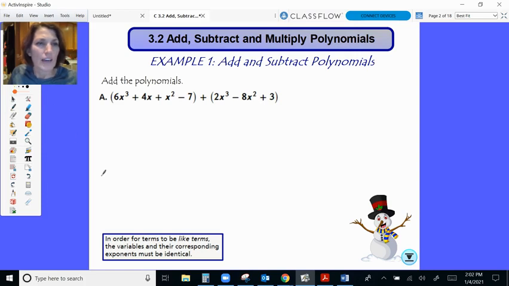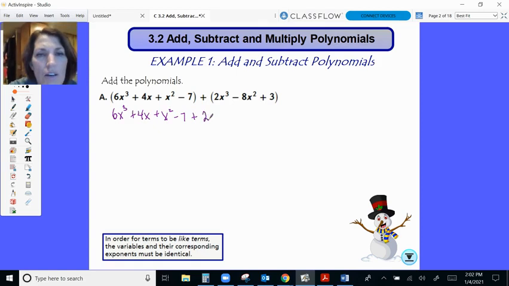Okay, so I'm going to go ahead and drop these parentheses and rewrite here. So 6x cubed plus 4x plus x squared minus 7 plus 2x cubed minus 8x squared plus 3. Once I get that, what I like to do is use color or some lines or symbols or anything when I combine my like terms to make sure I don't forget any terms.